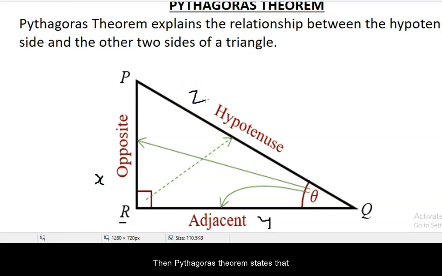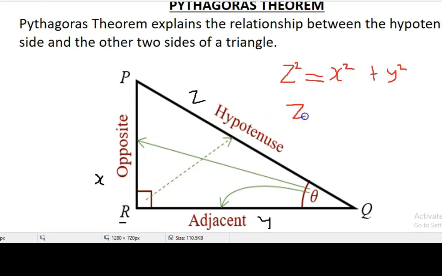Then Pythagoras theorem states that z square is equal to x square plus y square. So going by subject formula, therefore, z will be equal to x square plus y square, all in a square root box.